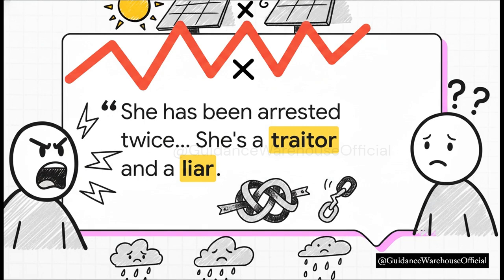One member argues against another's solar energy project by saying, "What she failed to mention was that she has been arrested twice for protesting. She's a traitor and a liar. Any project she espouses is bad for the city." Notice what's totally missing here? Any actual discussion of the solar project. Calling someone a traitor and a liar based on past protests is purely an emotional manipulation tactic. It is definitely not a logically valid counterargument to an infrastructure plan.